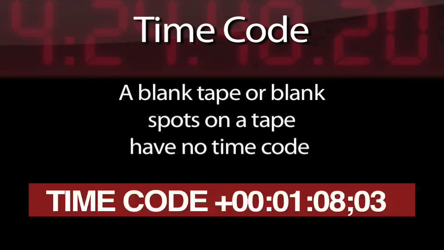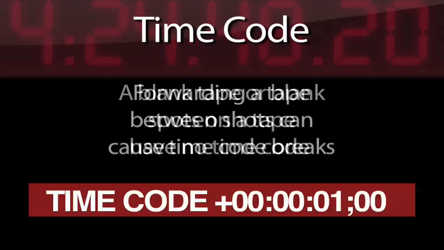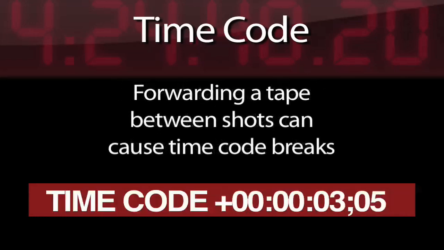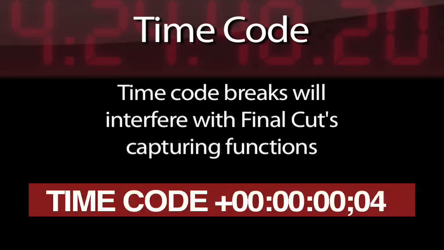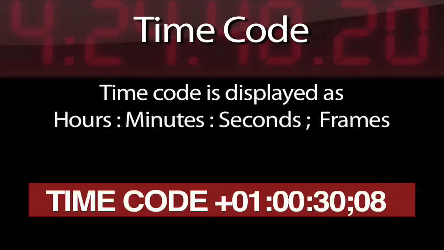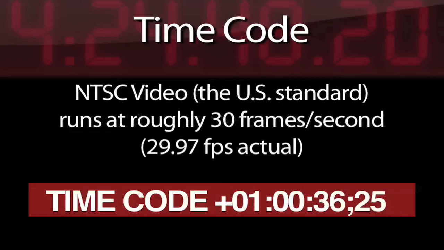A blank videotape has no timecode on it, and if you have a videotape that you've recorded that has blank areas on it, such as when you've reviewed a shot after recording it, then fast forward it a little for the next shot, it can cause timecode breaks that may interfere with Final Cut's ability to navigate smoothly through a tape. Timecode is displayed in the format of hours, minutes, seconds, and frames. In the US, our video runs at roughly 30 frames per second, so 29 is the highest number you'll see in the frames portion of the timecode.